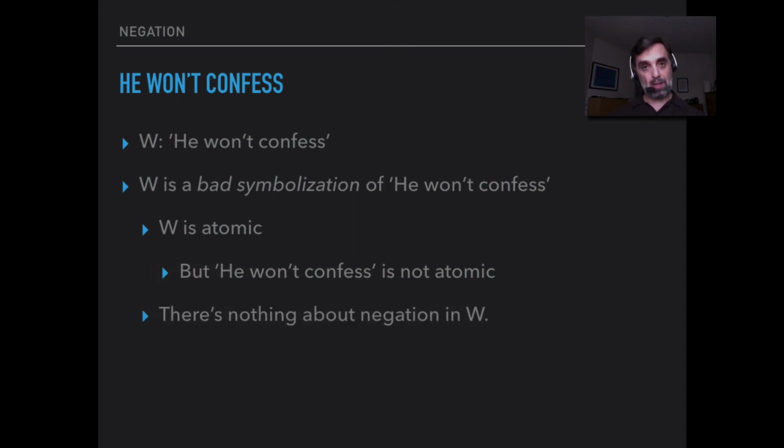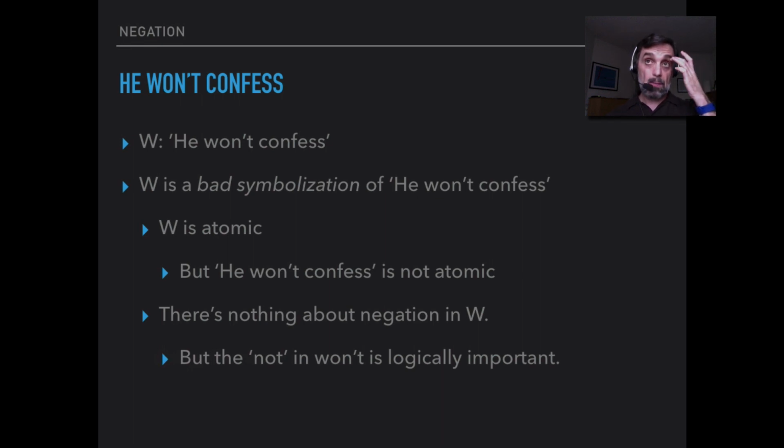Also, there's nothing about negation in W, but obviously there is something in "he won't confess" involving negation, namely the not in won't. And we just saw that not is logically important. It makes sentences inconsistent with one another, and it helps to explain why some arguments are valid. So if W is not a good symbolization of "he won't confess," what is? Well, we'll see that in the next video when we actually introduce the negation sign for our new language. So I will see you there.